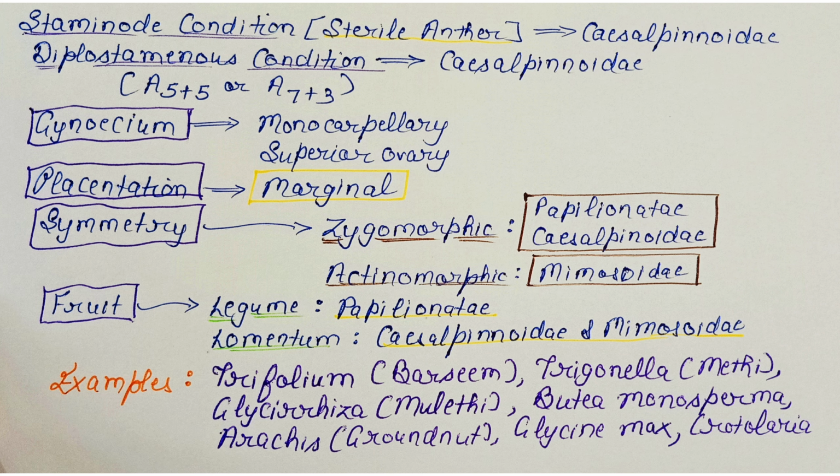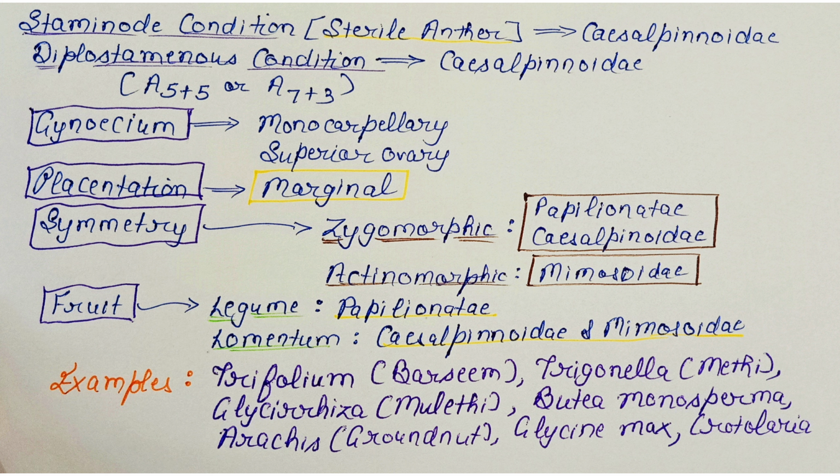Staminode condition is seen in the family Caesalpinioideae. It means there is presence of sterile anther. Diplostemonous condition is also in Caesalpinioideae. Diplostemonous condition means there are 2 whorls of stamen present. One whorl is alternate to the petal and another one is alternate to the sepal. These can arrange in 5+5 manner or 7+3 manner.